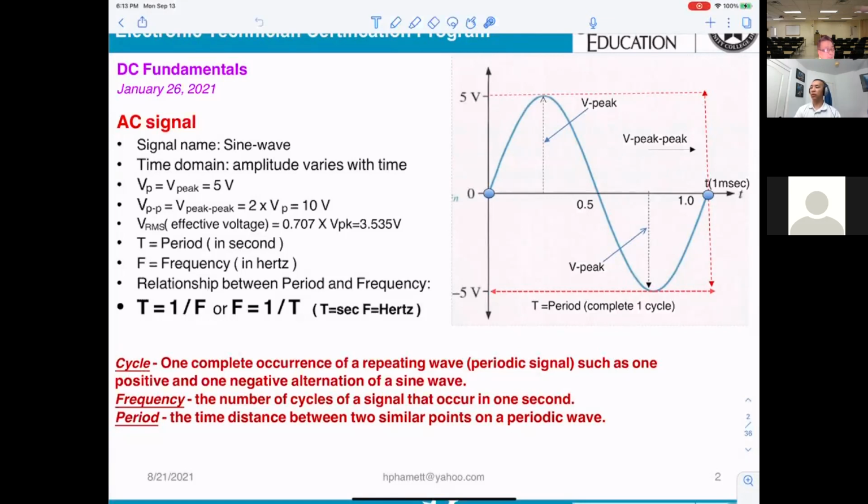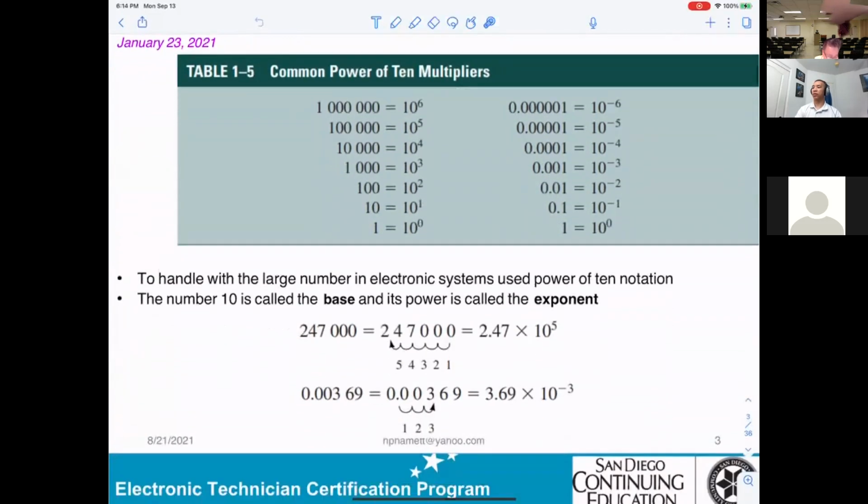That is one complete occurrence of a repeating wave, such as one positive and one negative alternation of a sine wave. And what is the frequency or what is the period? That's what you need to go over. And that's basically just the basic math, like 10 power of 6, power of 5, 4, 3, 2, 1, 0, or minus 6, minus 5. We already did it.